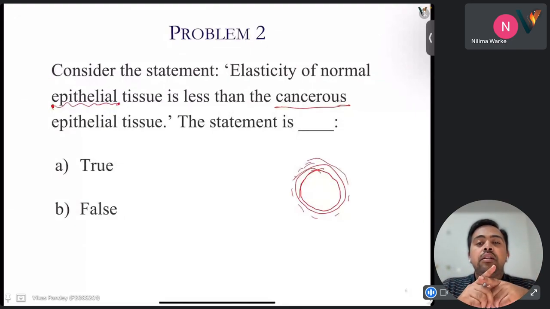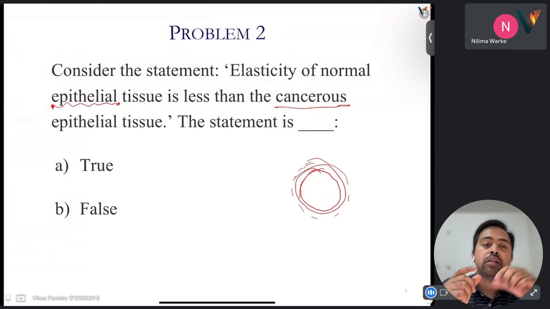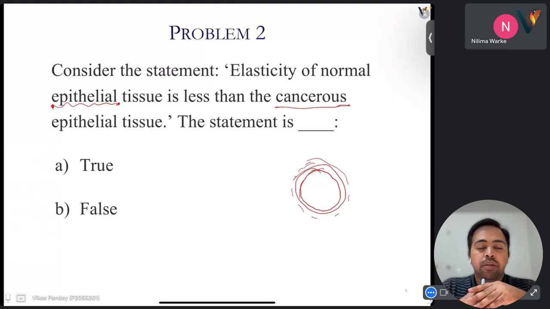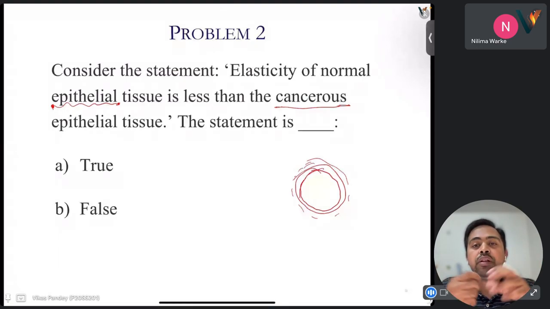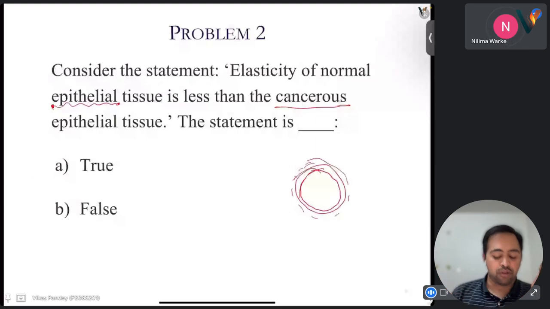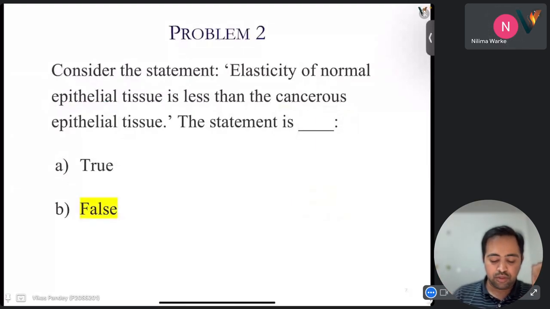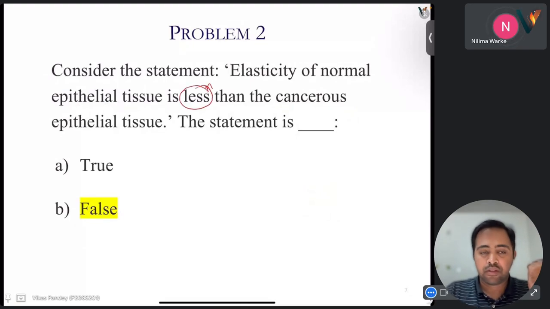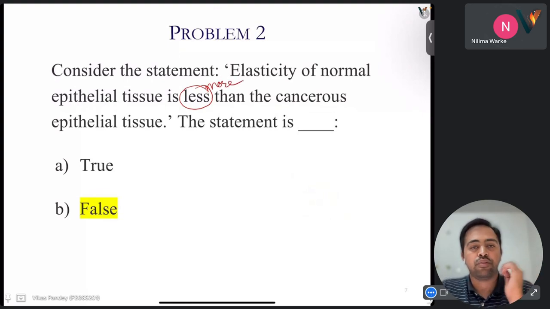Okay, so it is saying that if we are having a normal epithelial tissue, our body's epithelial tissue, as well as some tissue that has become cancerous, which one will be more elastic? Normal only, sir. Normal will be elastic. But here what it is saying? The statement says less than, so it is a false statement. It should be more than the cancerous epithelial tissues, right?